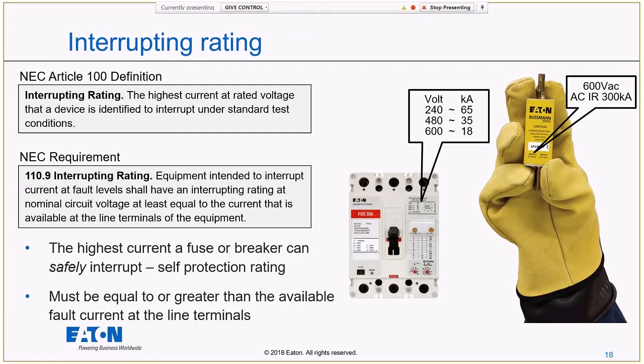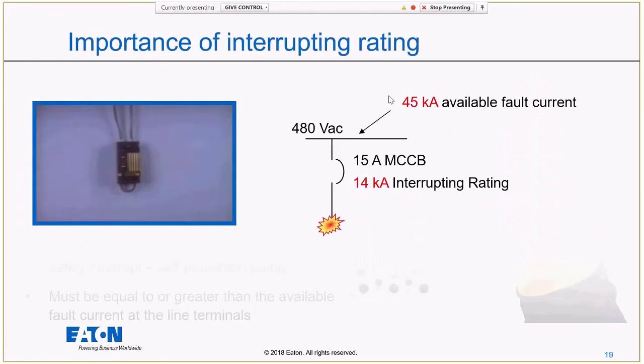And then finally, as you can see in this example, a breaker typically has multiple voltage ratings on it, and the interrupting rating changes depending on what voltage you apply it at. Fuses have a maximum voltage and one interrupting rating, and that one interrupting rating is valid as long as you apply it on a system of that voltage rating or less. So here we have the importance of interrupting rating.